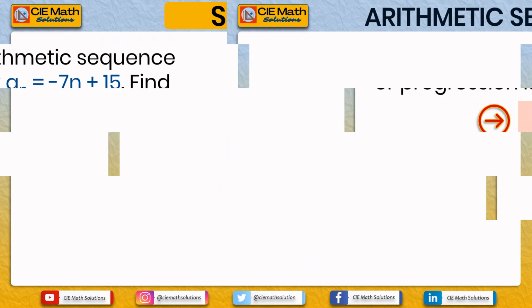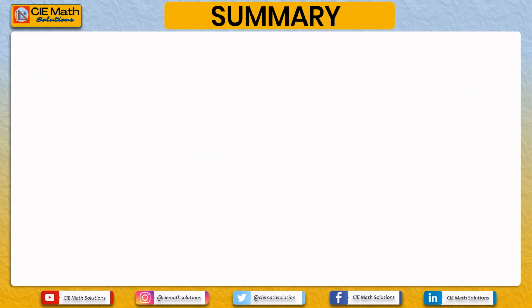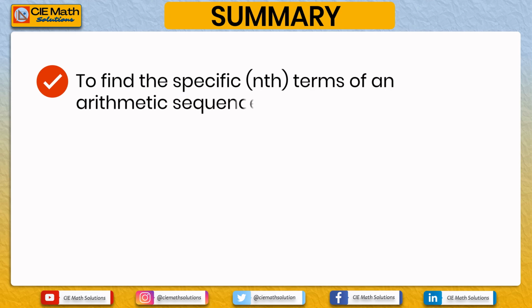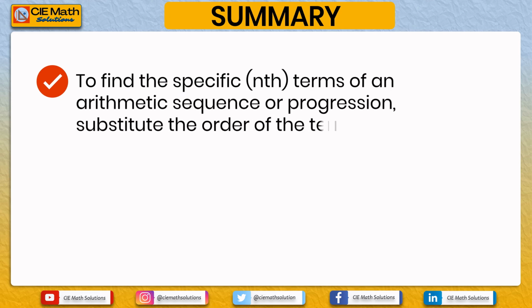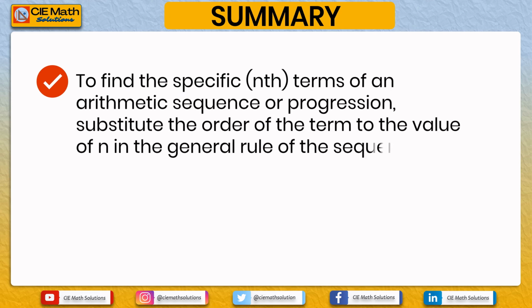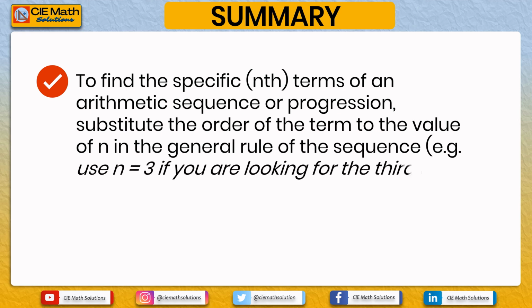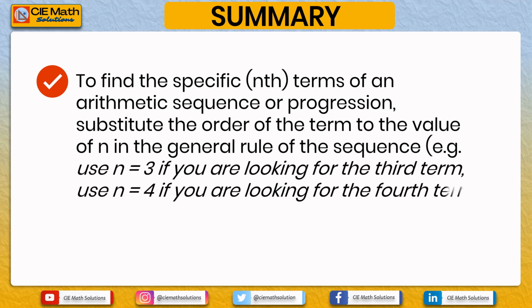To summarize what we have learned today, to find the specific nth terms of an arithmetic sequence or progression, substitute the order of the term to the value of n in the general rule of the sequence. For example, use n equals 3 if you're looking for the third term. Use n equals 4 if you're looking for the fourth term, and so on.